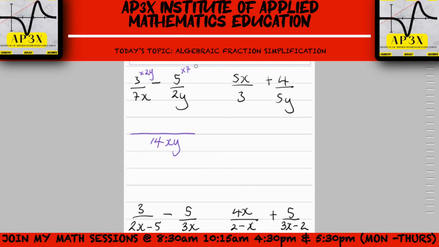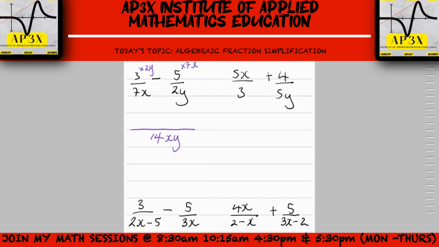Y into y is 1 time. We don't usually write the 1 because 1 times 7 is still 7. And then of course the x is left at the top. Okay, so 3 times 2y is in fact 6y, and 5 multiplied by 7x is going to give us 35x. Now, this cannot go any further because we are not allowed to subtract unlike terms. So our final simplification here is 6y minus 35x divided by 14xy.